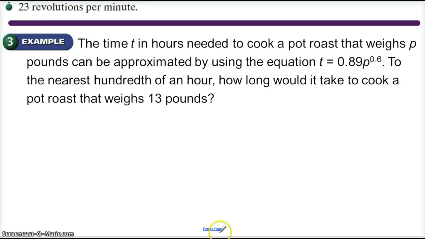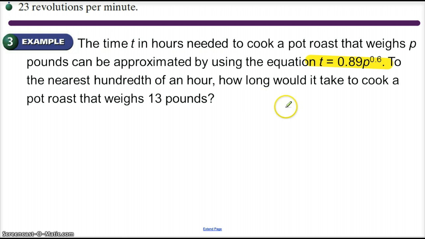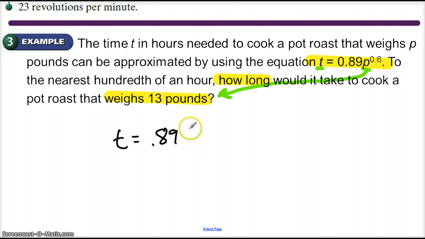Let's look and see what they've got. Here is the equation. We want to know how long it would take, so that's the T. And we are given it weighs 13 pounds. So with respect to the equation, we're looking for T and we're given P. P is the 13. Now we just need to substitute everything in, and that gives us T equals 0.89 times 13 raised to the 0.6.